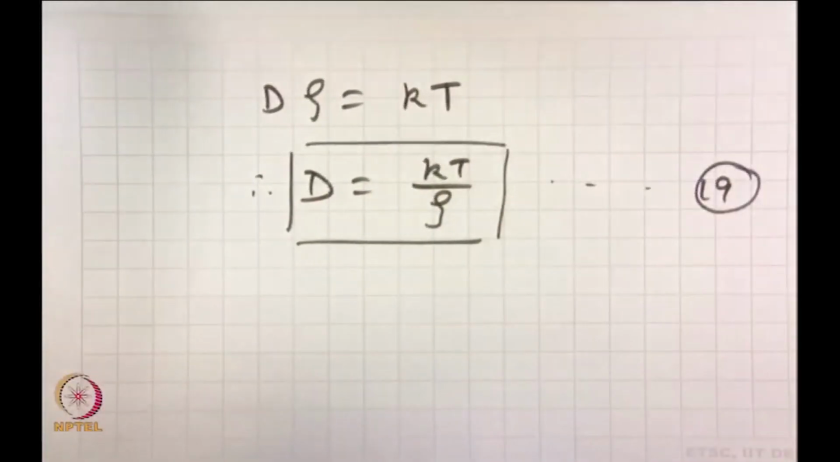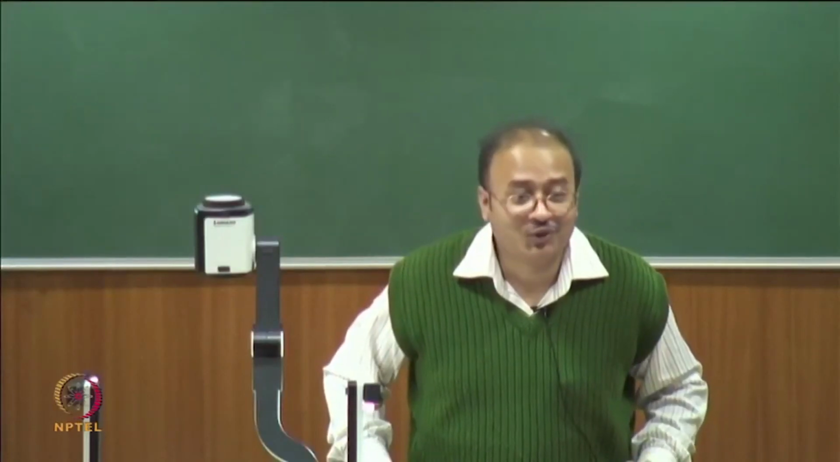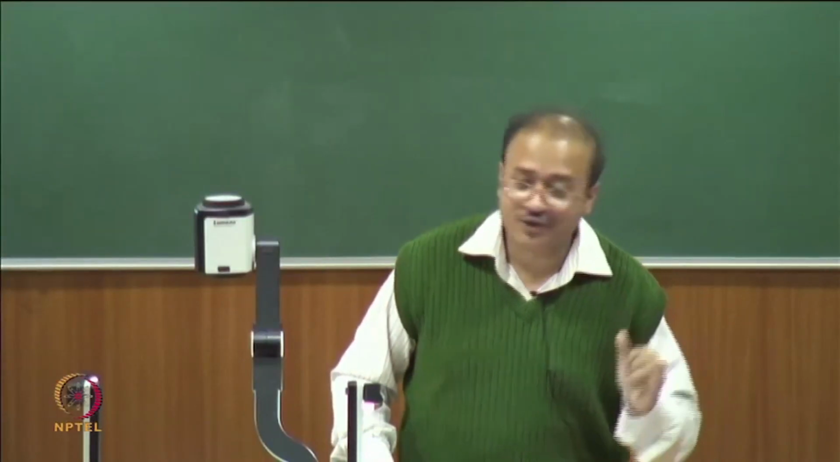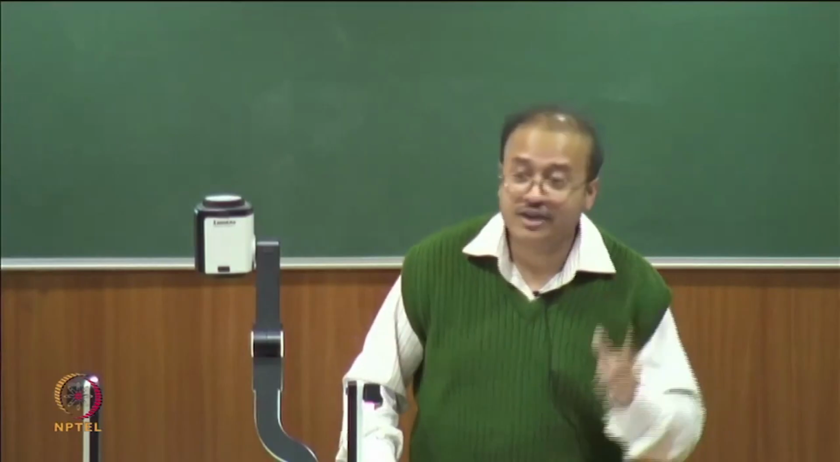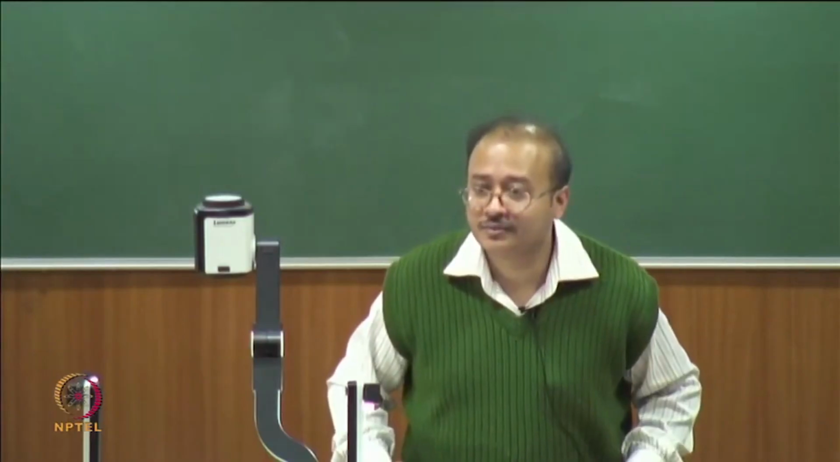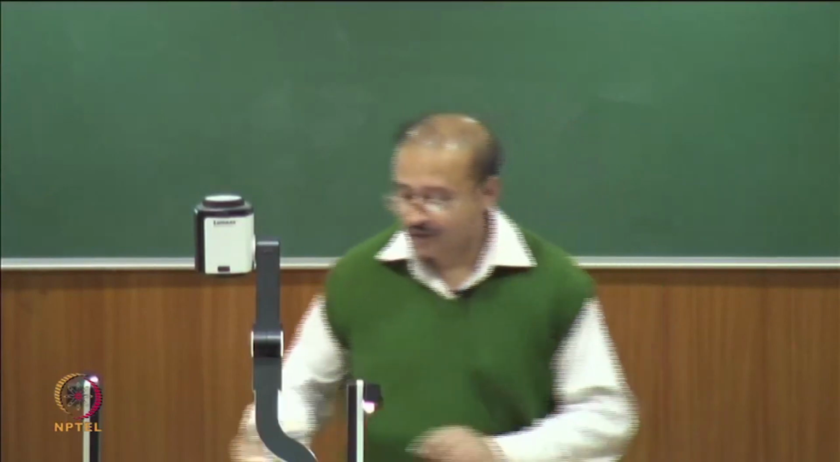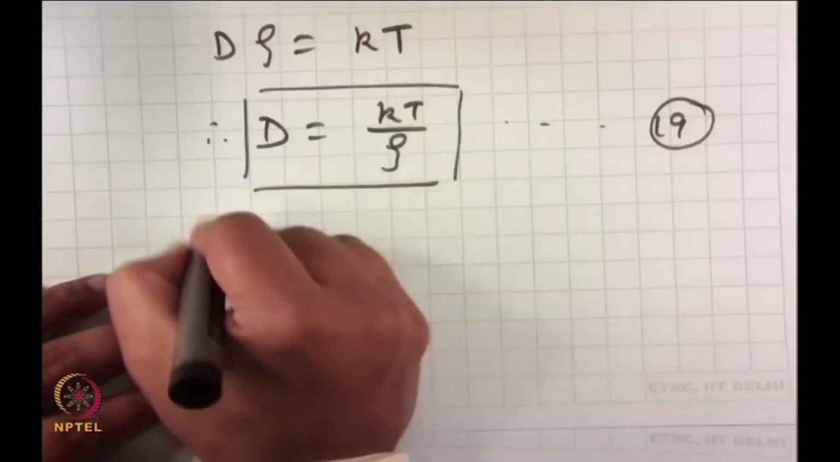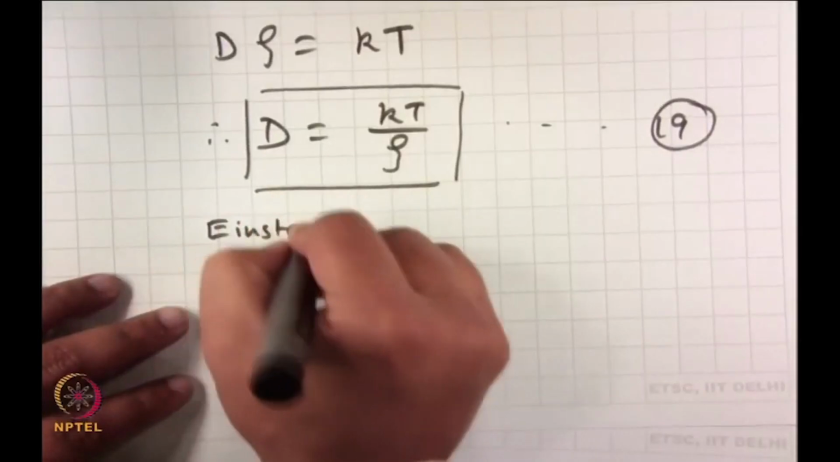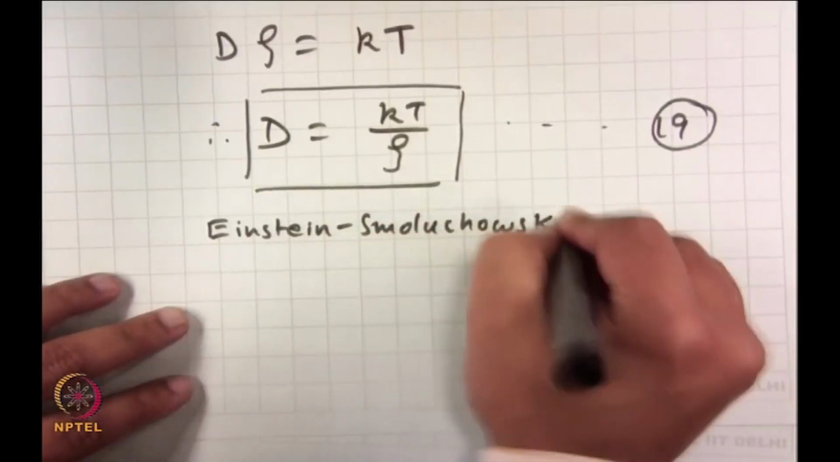Have you seen this before? That was very fast. So, this is what? This is the relation between D, the diffusion coefficient, and xi, the friction coefficient, through a Boltzmann constant, and obviously temperature is there, because temperature will define both diffusion and friction, right. So, what is this equation referred to as? This is referred to as the Einstein Smoluchowski equation.